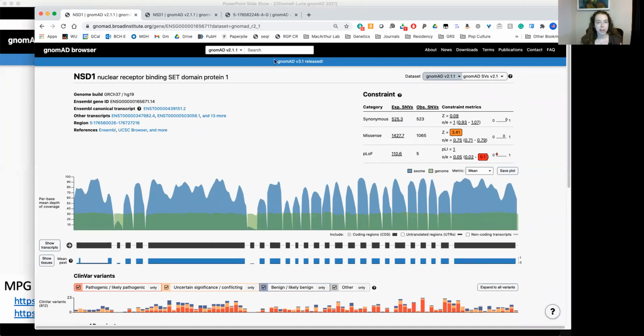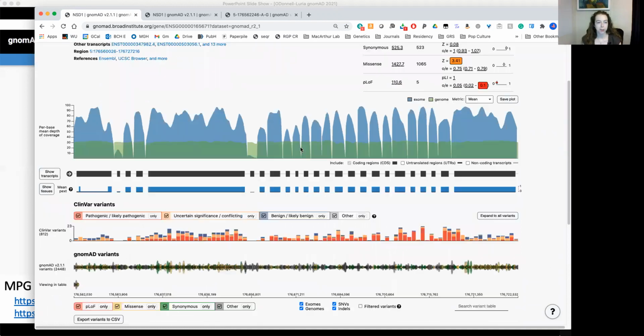You can look it up by gene name or by Ensembl ID. You see the gene name here. You can tell what build we're in. You can see the different information about the transcripts and some links out. We'll get to more of that later. This is the constraint table up here. I'll also be telling you more about that later.